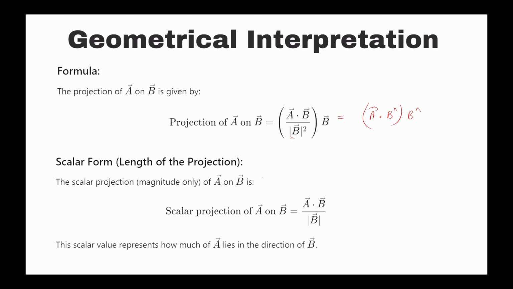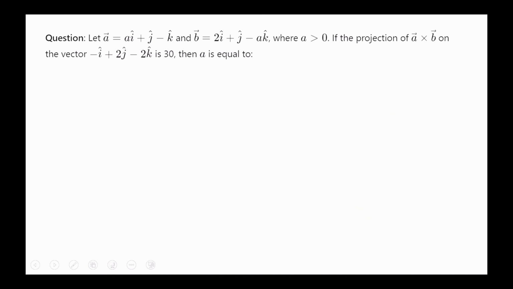Now in the scalar form, of course, we do not need to attach this B cap. So it would simply be A vector dot B cap. So keep this formula in mind. It would be quite helpful for you. There are a lot of questions that are asked from this formula, so you can solve them using these. Let's look at one ourselves. Let's look at this one.